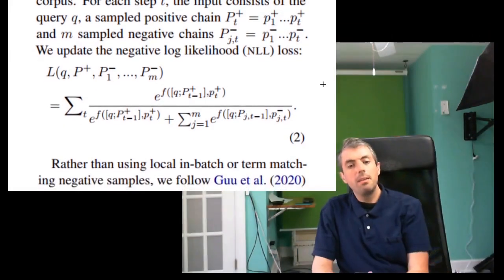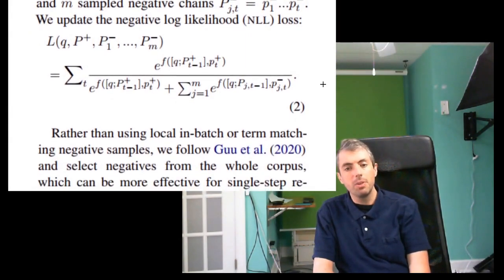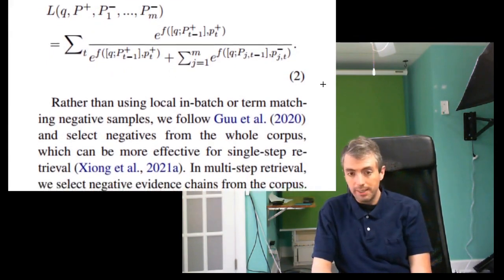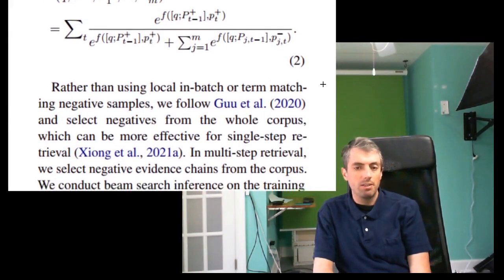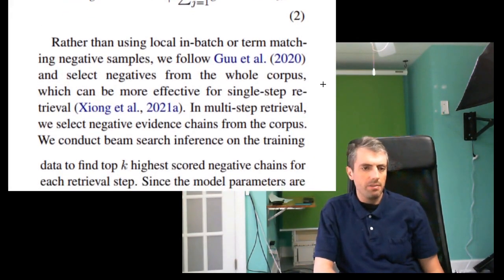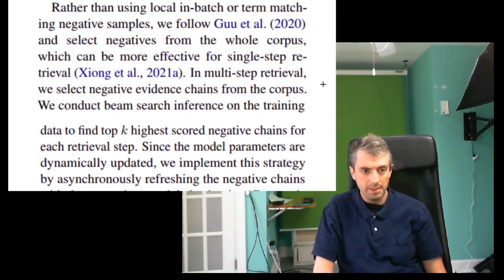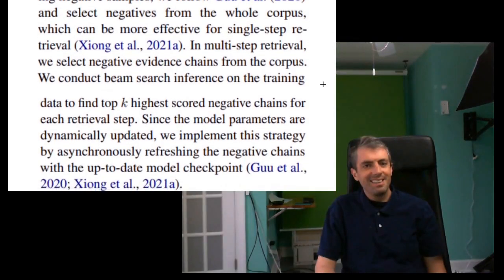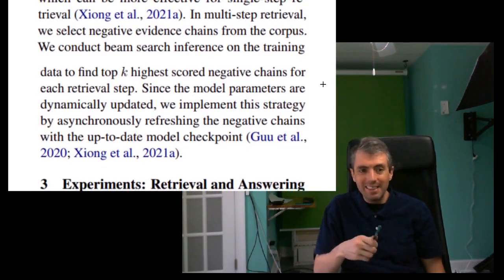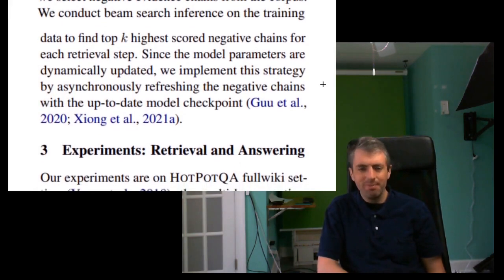Rather than using local in-batch or term matching negative samples, we follow Gu et al. and select negatives from the whole corpus, which can be more effective for single-step retrieval. In multi-step retrieval, we select negative evidence chains from the corpus. We use beam search inference on the training data to find the top k highest scored negative chains for each retrieval step. Since the model parameters are dynamically updated, we implement this strategy by asynchronously refreshing the negative chains with the up-to-date model checkpoint following Gu et al.